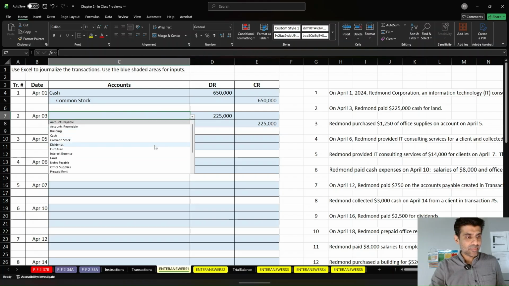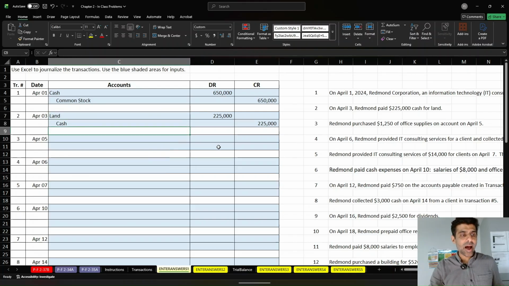I'm getting land, right? So look, I think there is some confusion. Again, you need to make sure that you're understanding the difference between buying an asset and paying for an expense. Just because cash leaves your company doesn't mean that there's an expense. This is a case where you're trading one asset for another. You're trading cash for land.